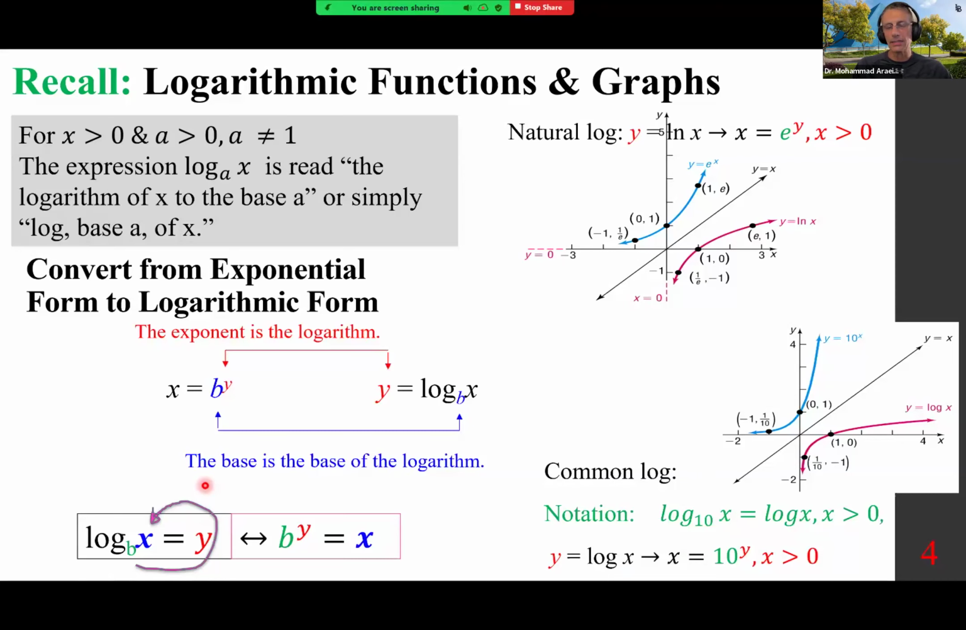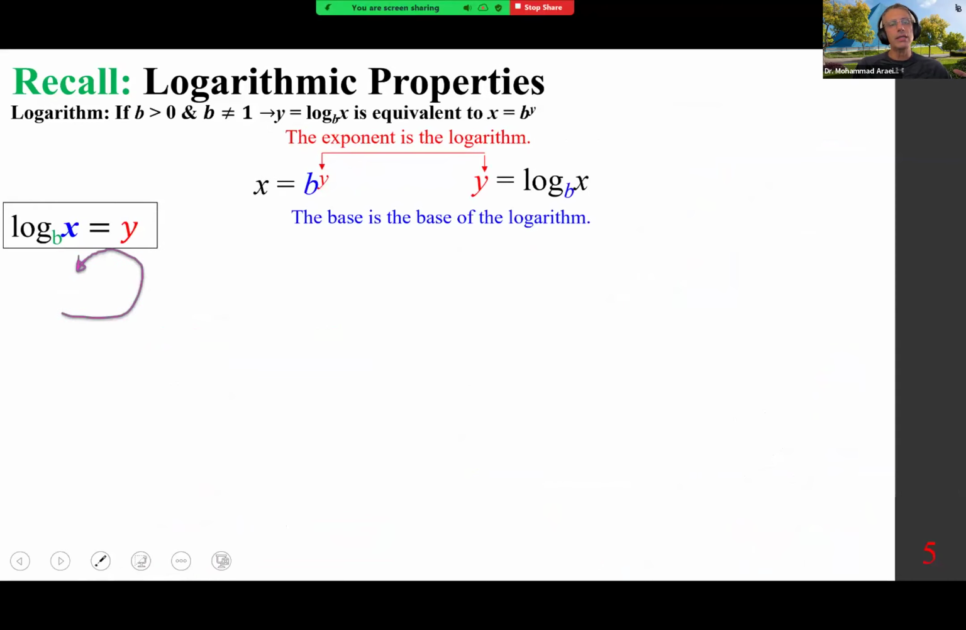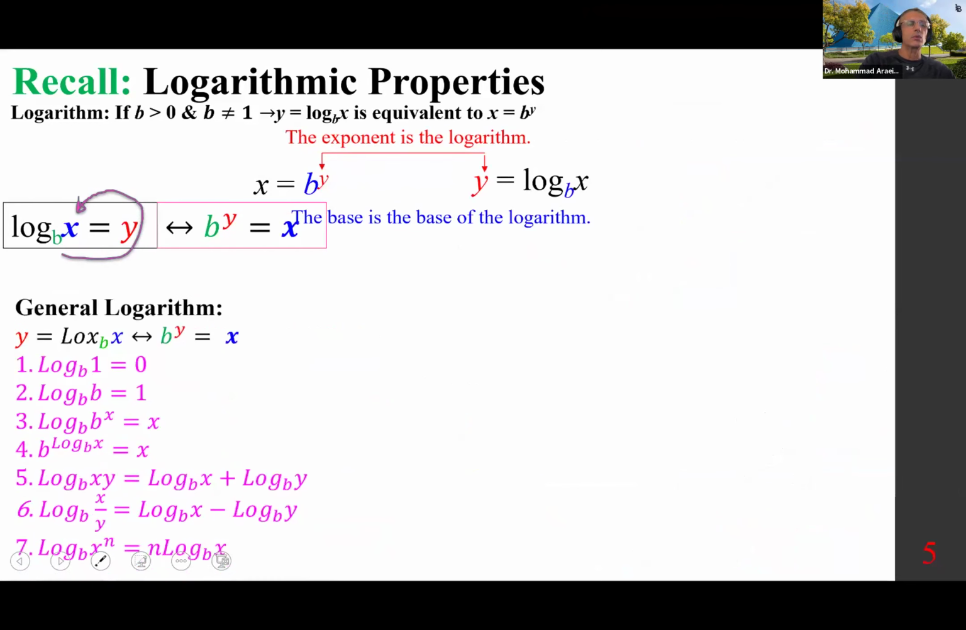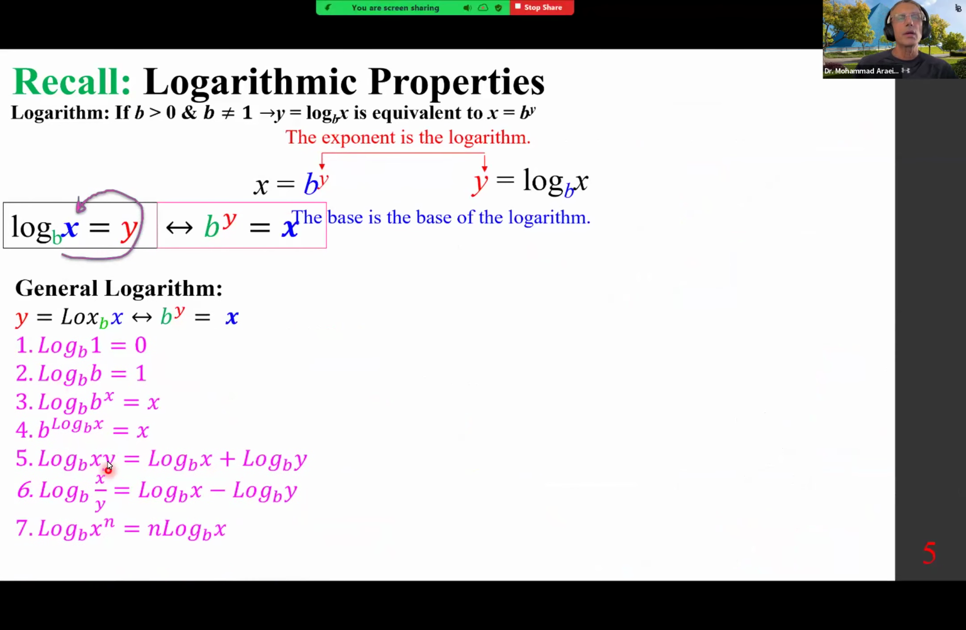And with that, when we understand this, we can see the properties of logs, such as log 1 base b is 0, log b base b is 1, log of b to the power of x base b is x, b to the power of log x base b is x, and this is the product rule. Log xy is log x plus log y. All of them have the same base b.